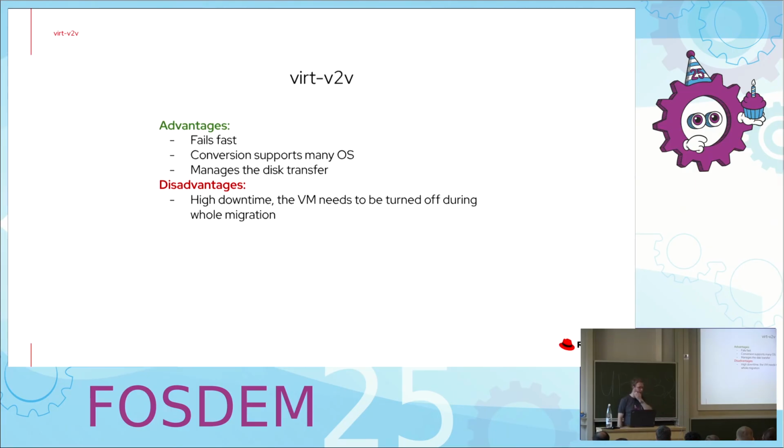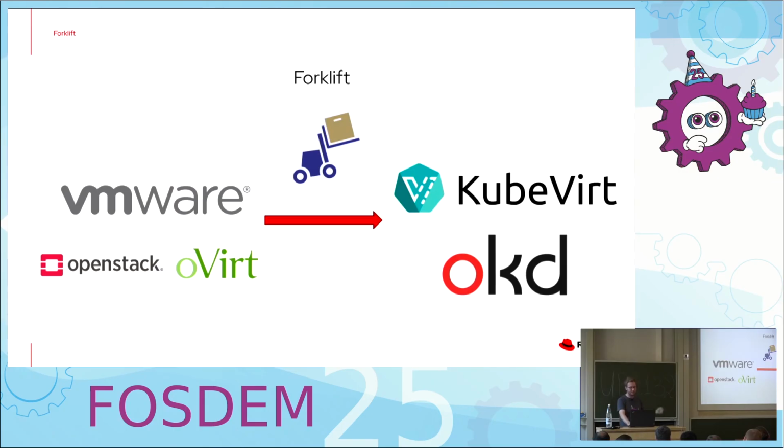Disadvantage: it has high downtime because the VM needs to be turned off throughout the whole process. Otherwise, you would get disk corruptions. And another disadvantage: it manages the disk transfer. So when Forklift came, we wanted to do some tricks around it, and we needed to get rid of those parts. Okay, so that was virt-v2v.